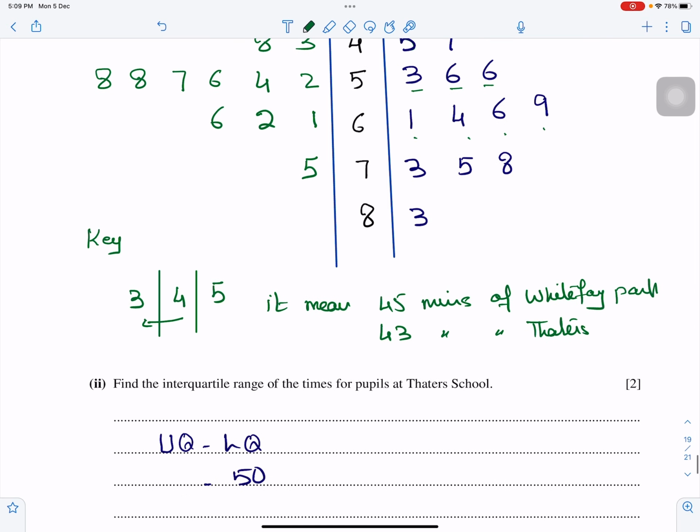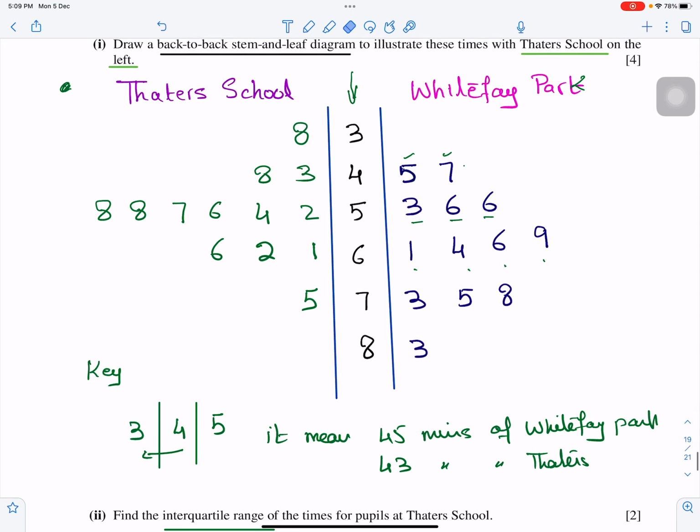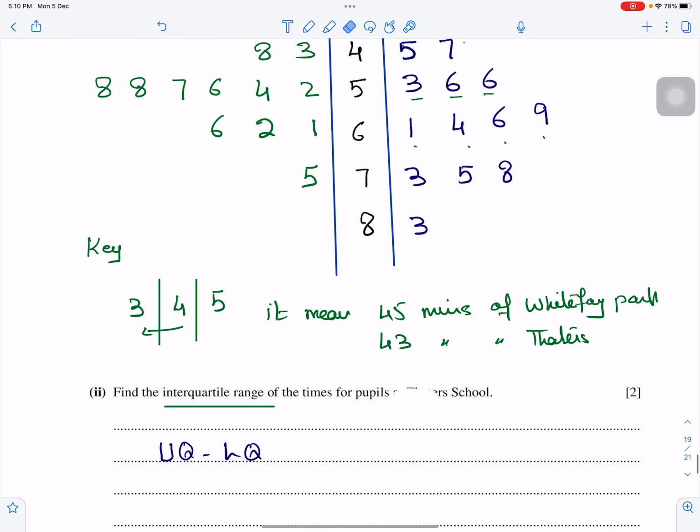After that, the next part of the question is saying find the interquartile range. Now we know that the interquartile range basically means upper quartile minus lower quartile. Some people do 1/4 of the data, 3/4 of the data, but I have noticed that students usually make mistakes. So I'm telling you another simple way where you can avoid making any mistake. The data of Theatre School here is 13, and for both schools, the data is 13.